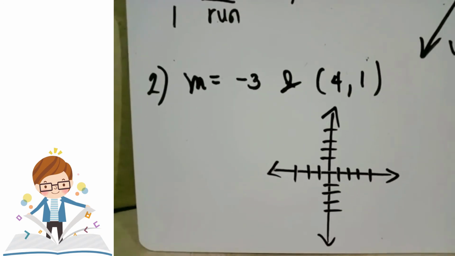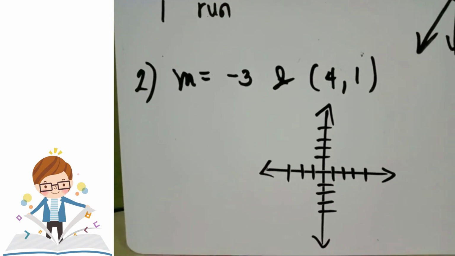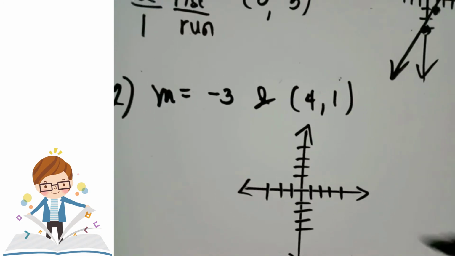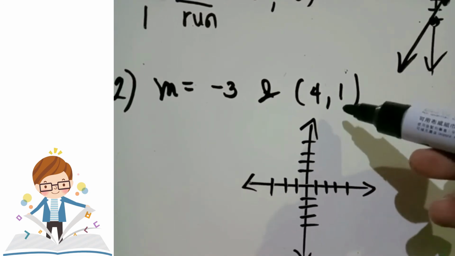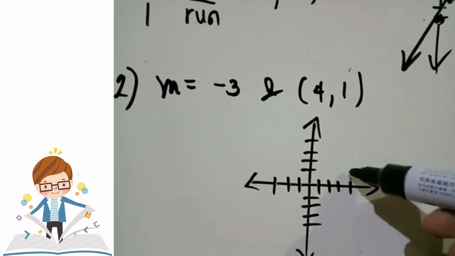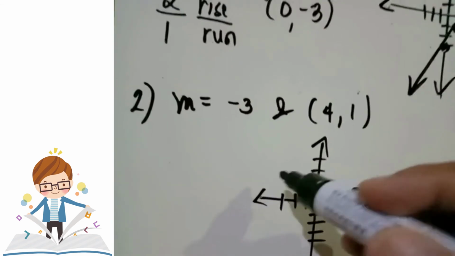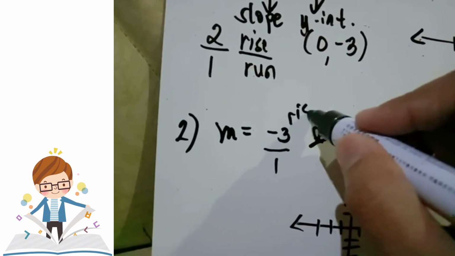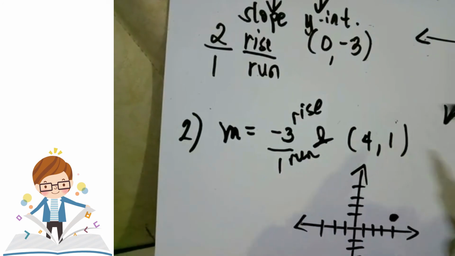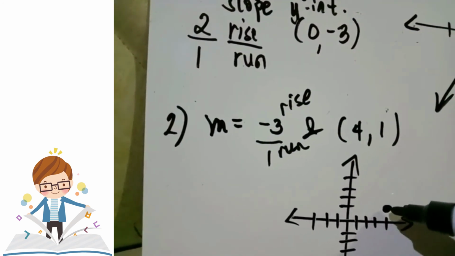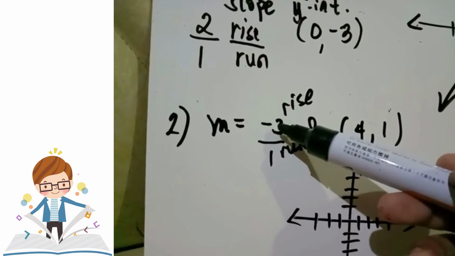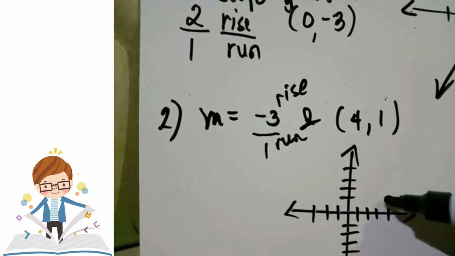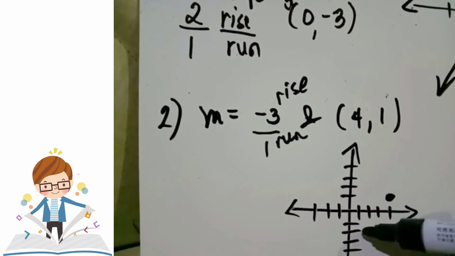Another one. Given the slope, which is m, is equal to negative 3, and then a point on the line, which is 4, 1. So let's do this one first. 1, 2, 3, 4, positive 1. That's your first point. And then your slope, the denominator is the invisible 1. So again, this is the rise, and then this is your run. So from your point, you're going to move down because it's negative. 1, 2, and then 3.